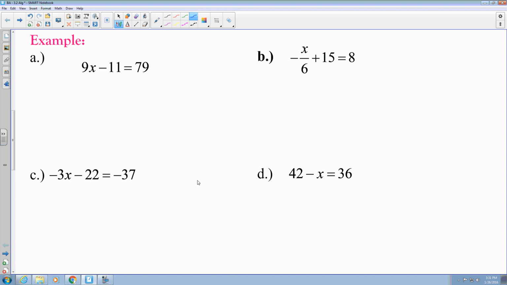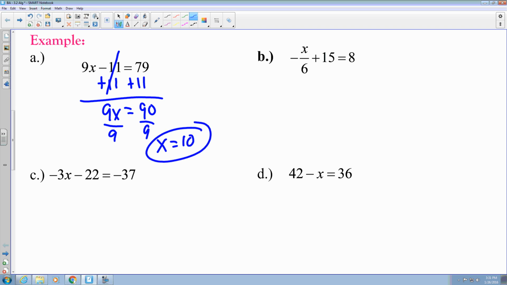So looking at examples such as these, for A, it's 9x minus 11 equals 79. So the first thing we have to identify is, is it addition or subtraction? Since there's subtraction, we have to add 11 to both sides first. Once we do that, this gets canceled. So now I have 9x equals 79 plus 11, which gives us 90. And now this is a multiplication, so we're going to divide both sides, which then gives us x equals 10.